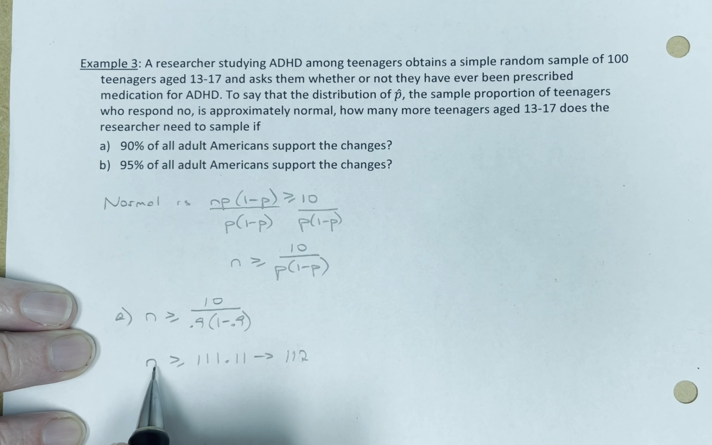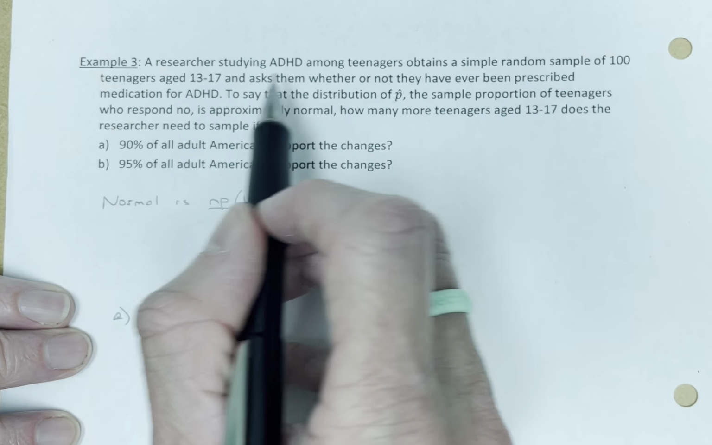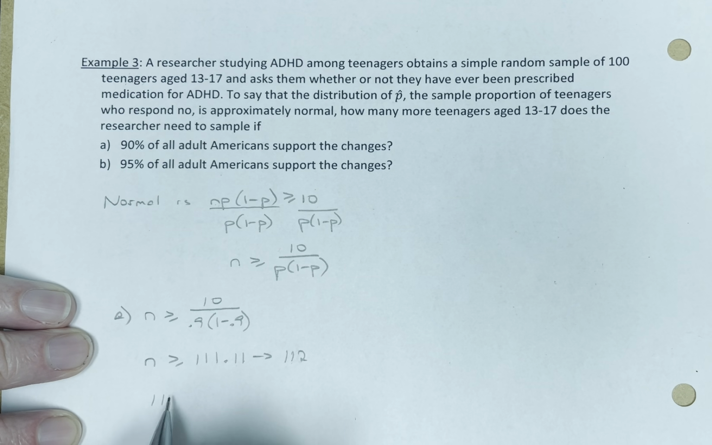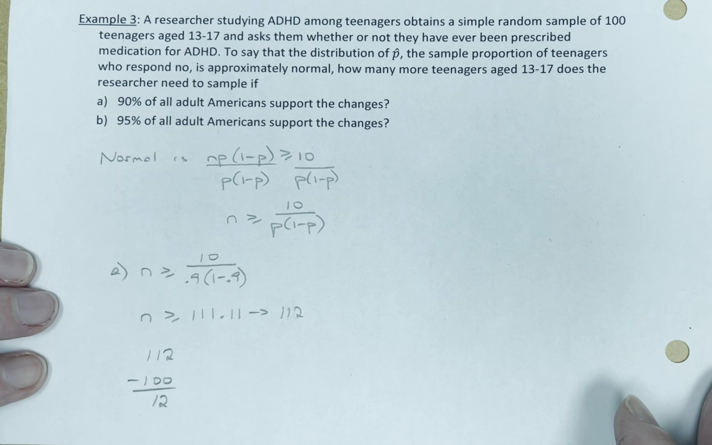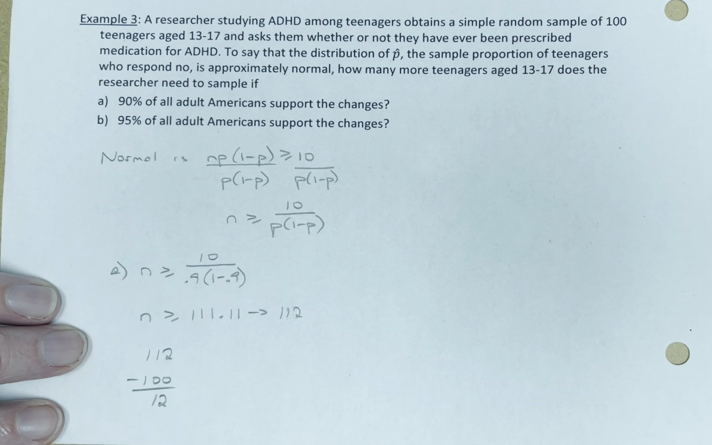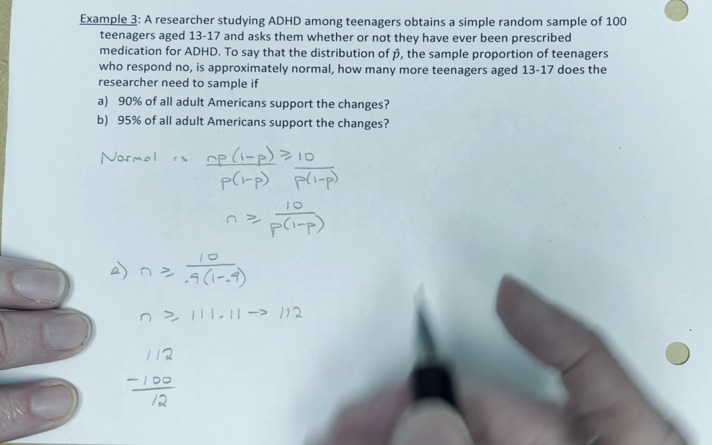Okay, this is saying you need 111.11 people to do this. Okay, well, once you get above 111, you're going to 112. Well, we were talking about 100. How many more does he need? 112 minus 100. We need 12 more. We need 12 more to get to a 90% level. Okay, we need 12 more in our sample.